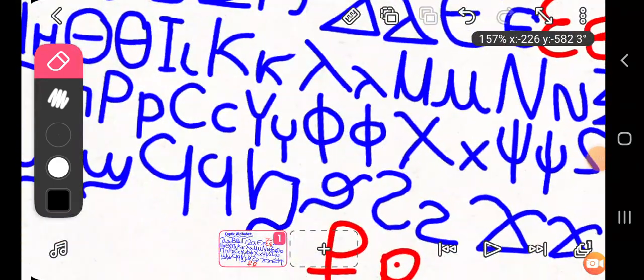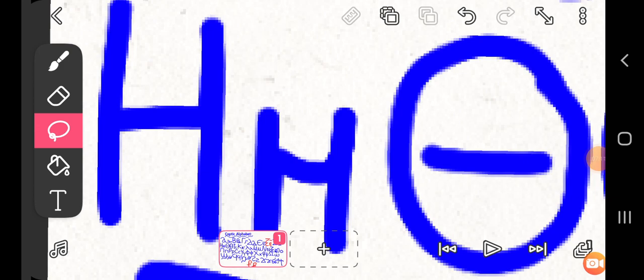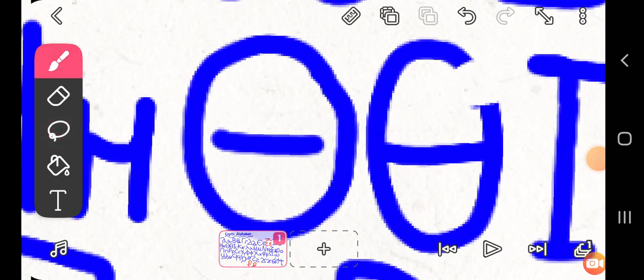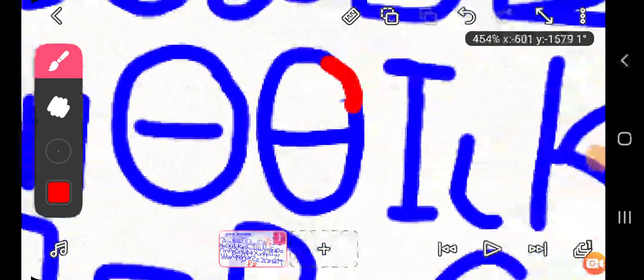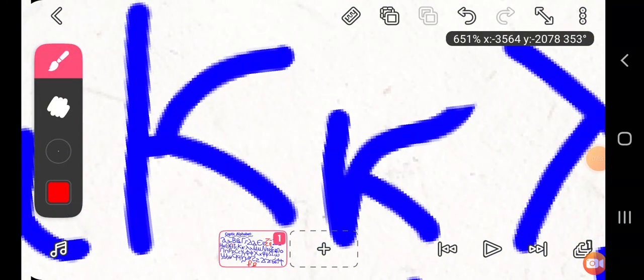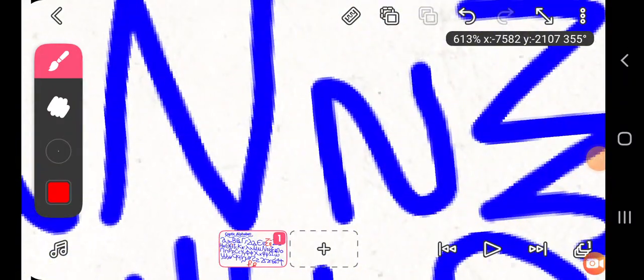This one has a pronunciation of a long E sound. This one used to be pronounced as H, but like Greek, its pronunciation changed to a Th sound. This letter is pronounced either as a Y sound, as in yes, or like a long E sound. This letter is pronounced like K. This letter is pronounced like L, M, N.